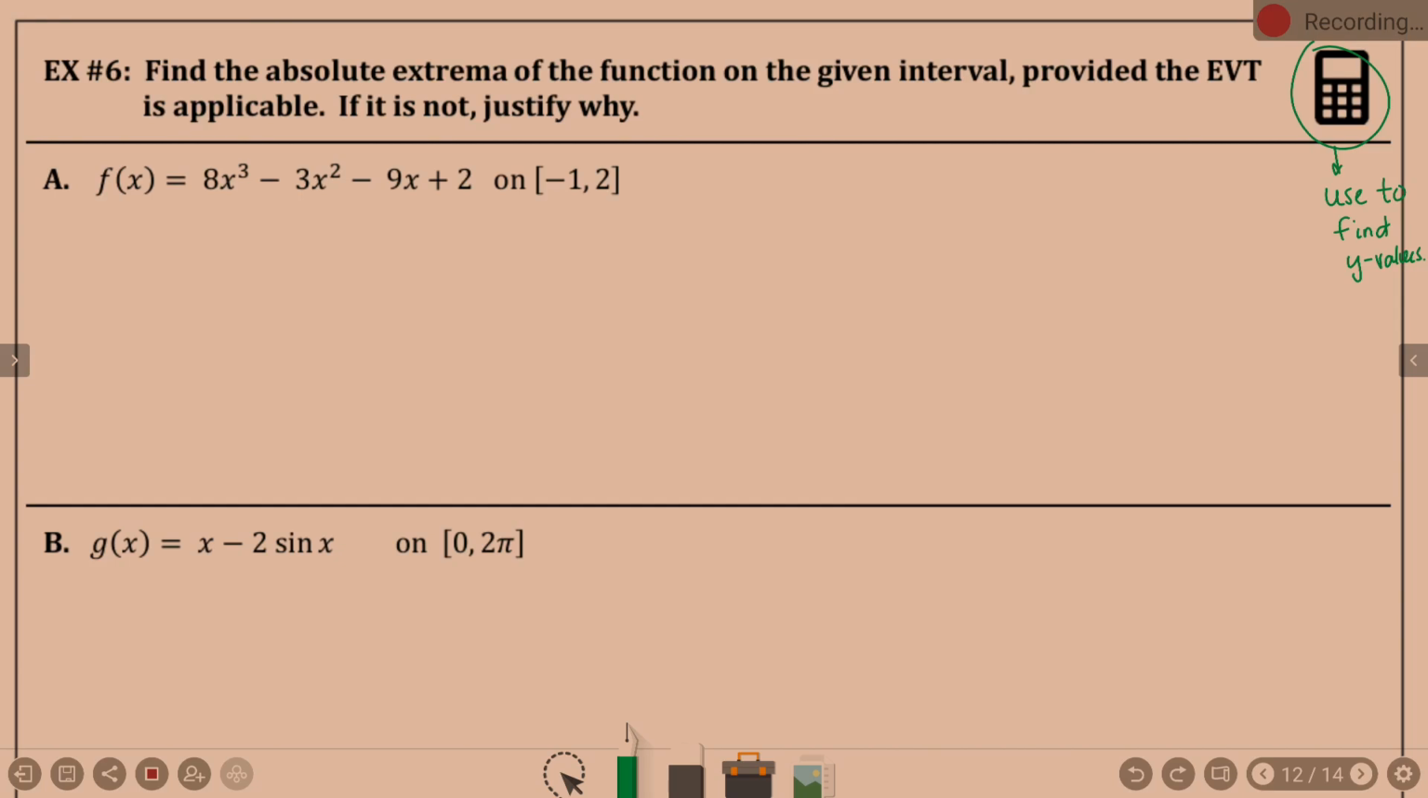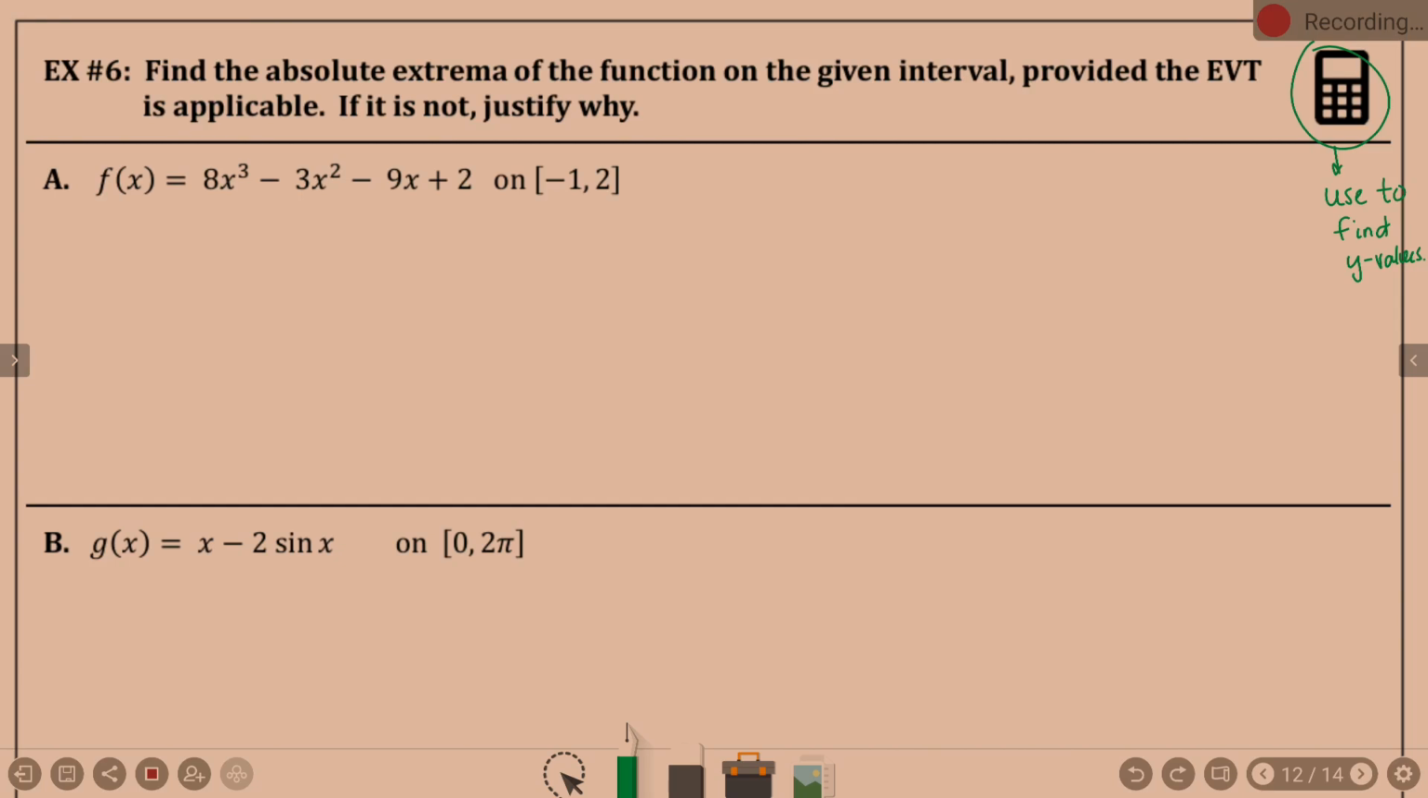So, on A, we have f of x, and we're talking about on the interval from -1 to 2. First of all, what should we probably double check before we do anything? Continuous. Is it continuous? Yes. It's what we would call a polynomial, so it's going to be continuous everywhere, so it's continuous on -1 to 2.